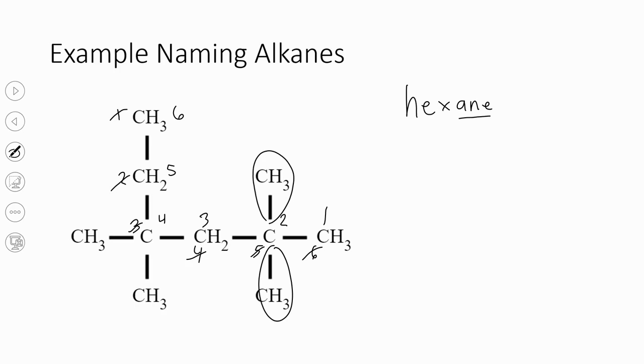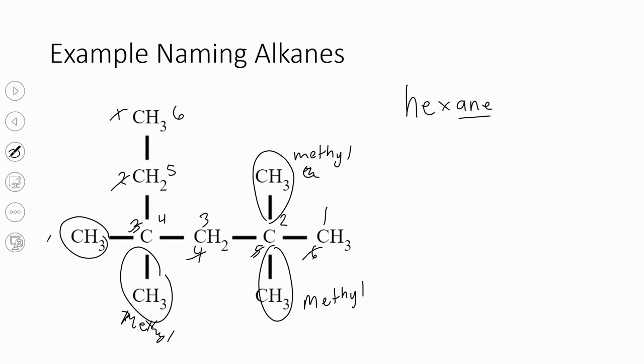Okay, now I need to look and see what substituents I have. I have CH3, that's methyl. CH3, that's also methyl. I'm just going to write CH3. And then I have CH3 over here. So this is going to be methyl. And I have another methyl. Okay, so I have 4 methyl groups here. So that's going to be tetramethyl.